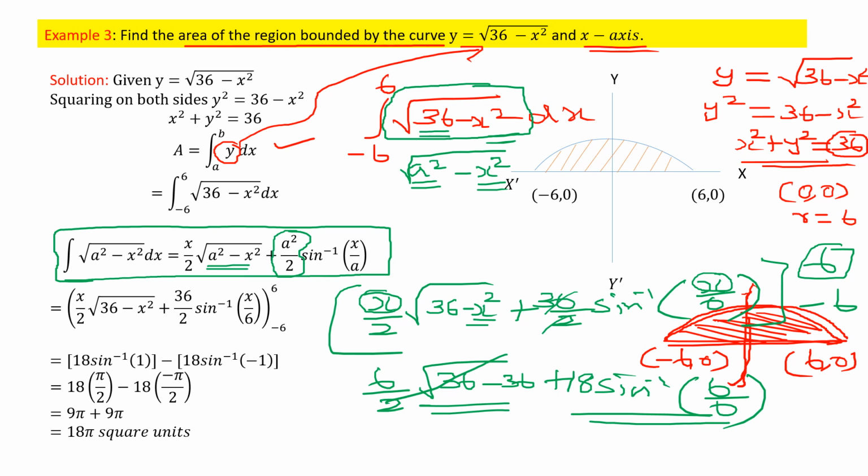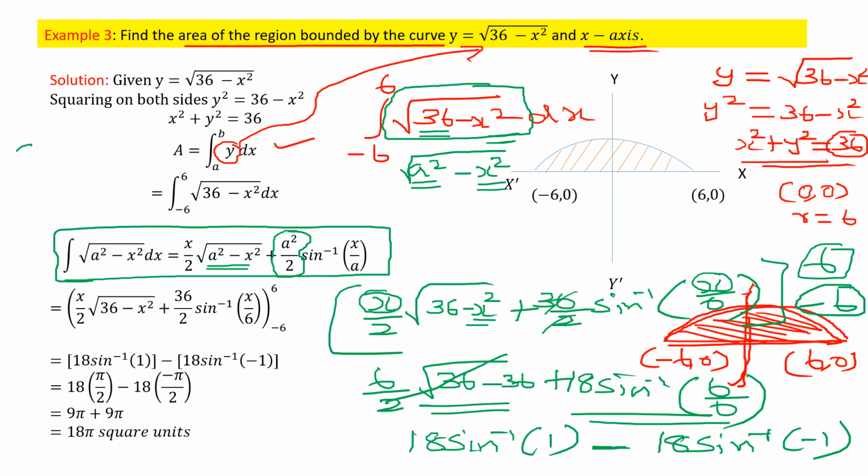Nothing but 1. So we have 18 sine inverse of 1. Then in the same way, if I substitute the lower limit, we have minus of the lower limit. The lower limit is minus 6. So once again, wherever you have x, you have to replace it with minus 6. That will give you minus 18 sine inverse of minus 1.